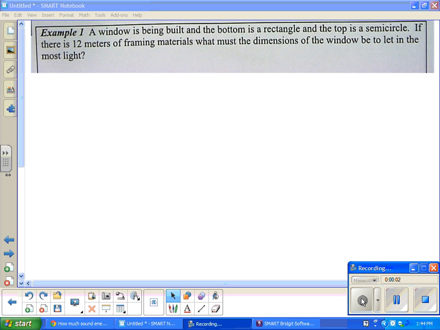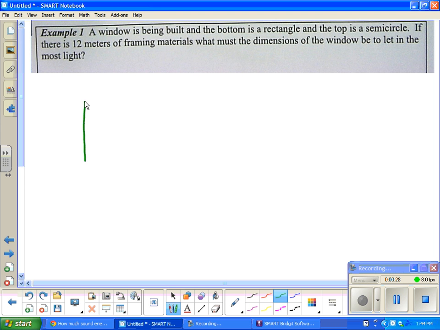All right, so we have an optimization problem here to talk about. It says a window is being built and the bottom is a rectangle and the top is a semicircle. There's 12 meters of framing materials. What should the dimensions of the window be to let in the most light? The most light is the area of the window. The 12 meters of framing material is going to be perimeter material. So that kind of makes it a little easier to understand.